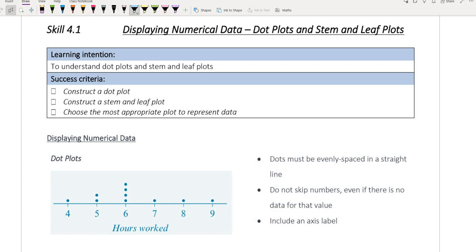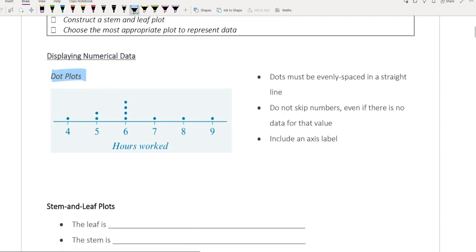In this video, we're looking at how to display numerical data. Starting with dot plots, they're classic. You know how to do a dot plot, I'm hoping. A few things you need to be careful of with dot plots: the dots should be evenly spaced out, as well as the gaps between the dots. So just be careful with that, and not skipping numbers even when there's no data.